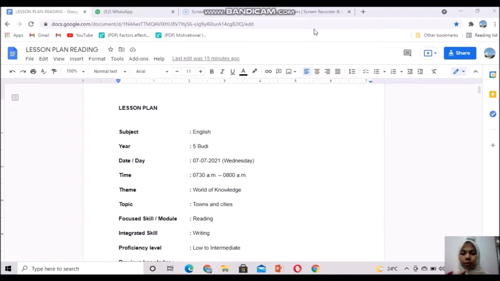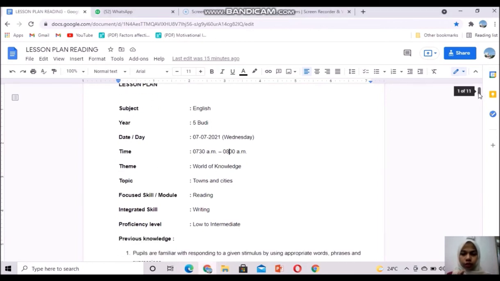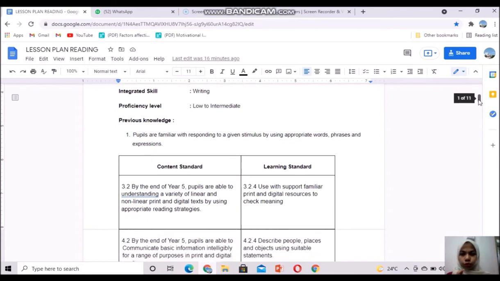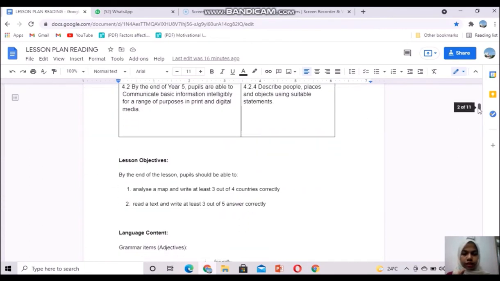So today me and my partner are going to present about one skill, which is reading skill with writing as a complementary skill. So here is our 30-minute lesson plan. The proficiency level for our students is from low to intermediate. So this is our lesson objective, which we have two.